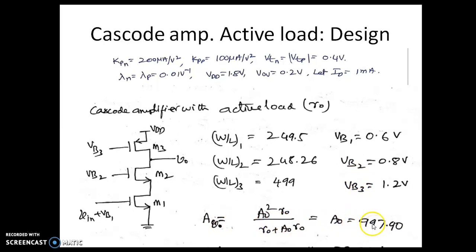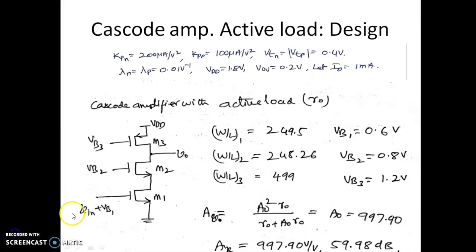So the actual gain in terms of dB happens to be almost 60 dB. I'll show you in just a moment. This is the gain of the amplifier in volt per volt, which is 997.9. In terms of dB, it is almost 59.98 dB.